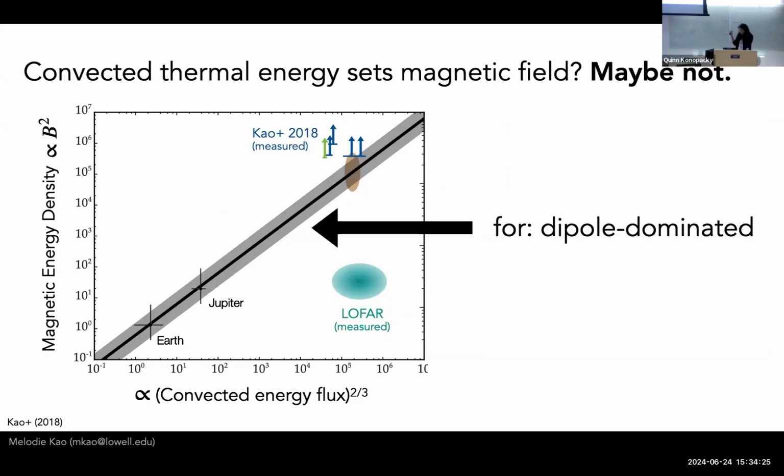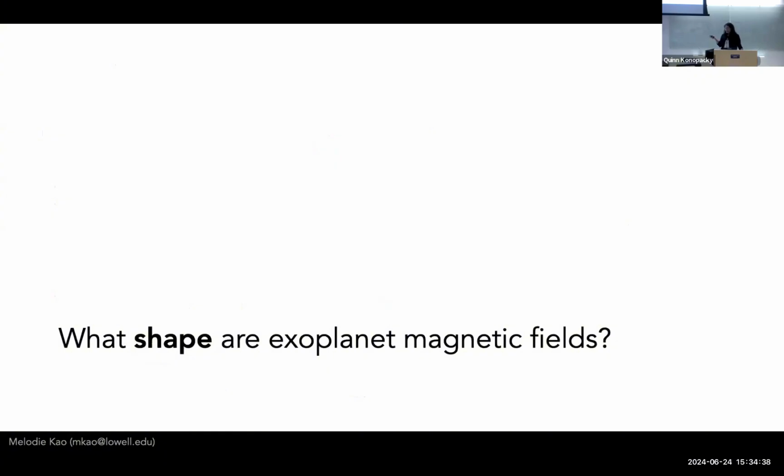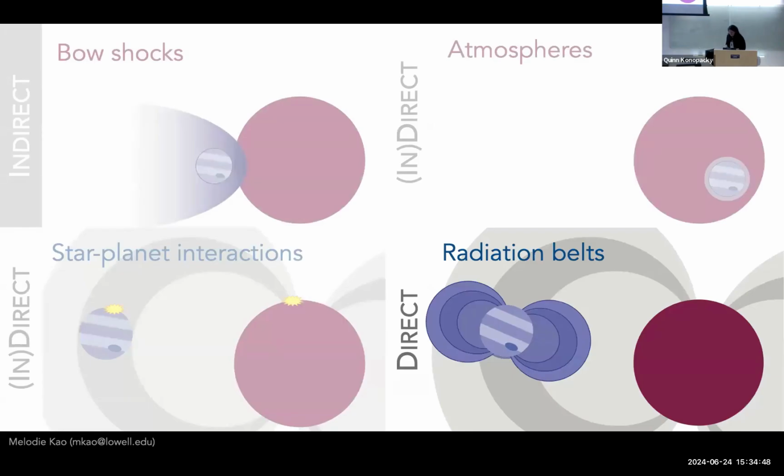Now there is a very interesting twist here, and it's that this particular model is actually only valid for objects that have magnetic fields that are dominated by dipoles. And so this leads me to the last part of my talk. A natural next question is, considering what shapes these objects' magnetic fields are. So far, I've focused a fair amount on aurora.